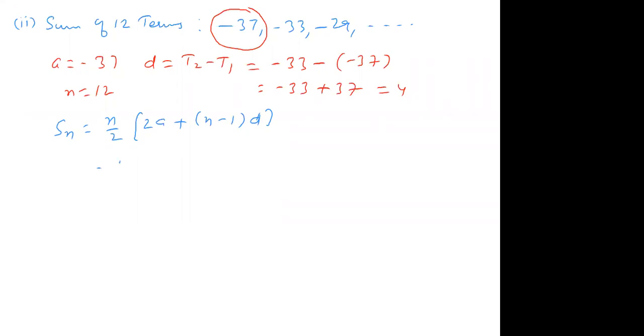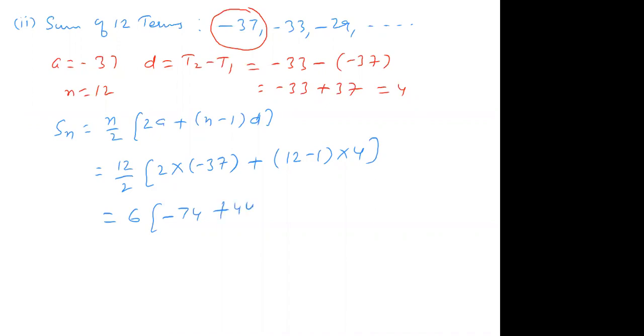n, number of terms, is 12 upon 2, into 2a, 2 into minus 37, plus n minus 1, 12 minus 1 into d, which is 4. So this is equal to 6 into minus 74 plus 44. Yes, 44. Very good. So this is how much? Minus 30. Yes, 6 into minus 30 is equal to minus 180. Very good. So the sum of 12 terms will be minus 180.